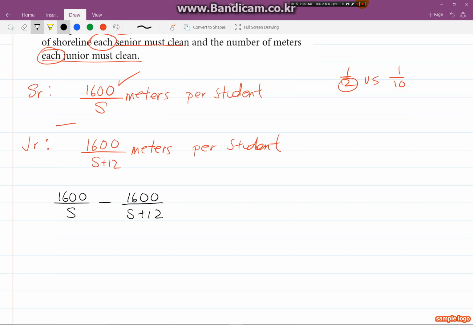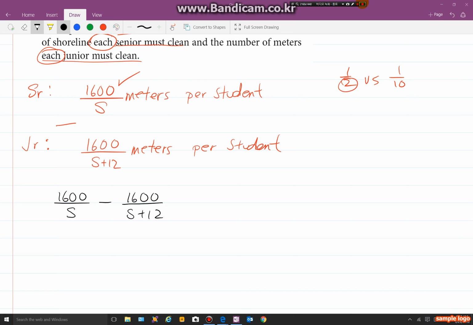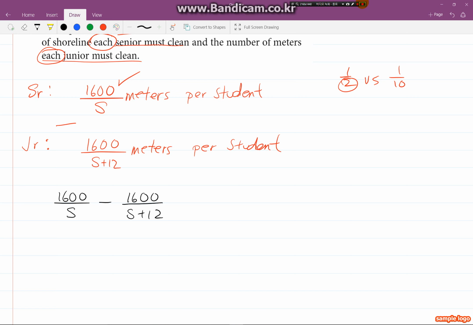All right, to summarize everything, we try to reduce the fractions and simplify the fractions whenever we can. With this problem, nothing can be simplified. The 12 cannot be touched. Don't make that mistake. 12 and 1,600 cannot be reduced. This is not 12, this is S plus 12. Okay, so that number is kind of fixed.